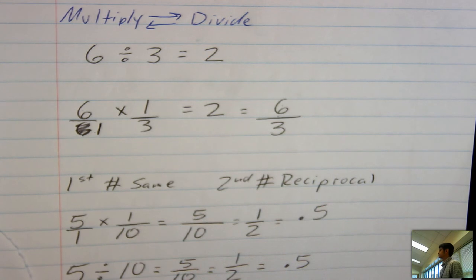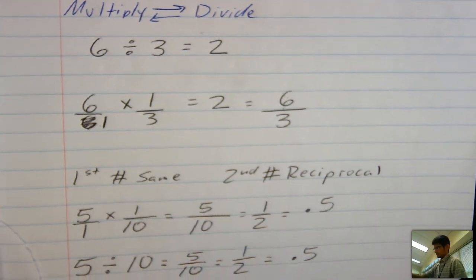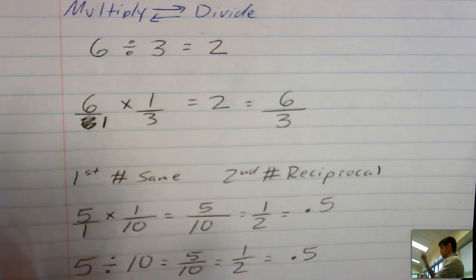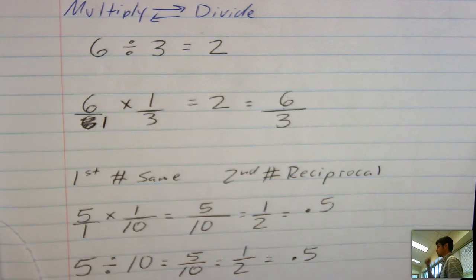If it was a reciprocal, wouldn't the 10 be on top of the 5? The reciprocal of 5/10 would be 10 over 5. That's correct.